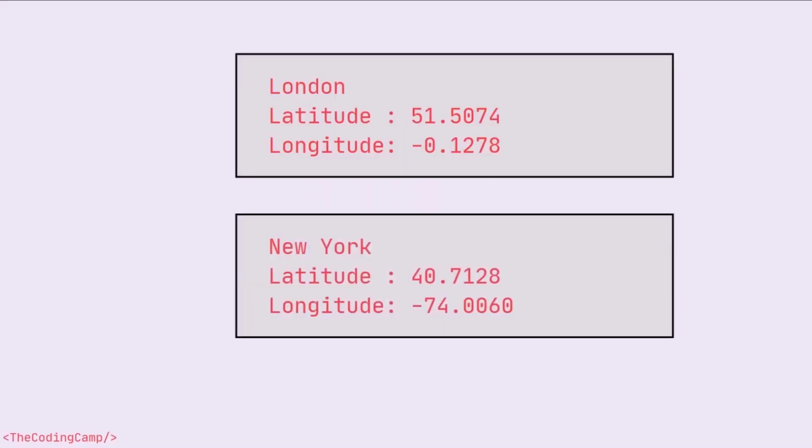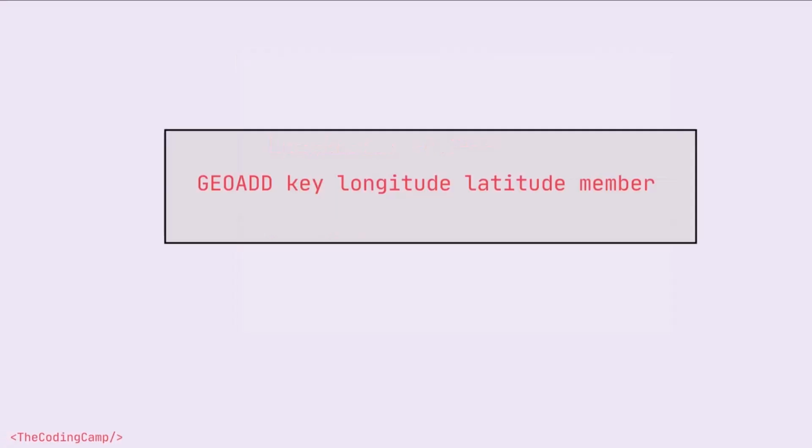Geospatial data simply means data associated with a geographic location. Every location on Earth can be represented using two numbers, latitude and longitude. Using these coordinates, Redis can calculate distances and find nearby locations. This is the command for storing locations. Notice the order carefully. Redis expects longitude first, then latitude. This is a common mistake for beginners.